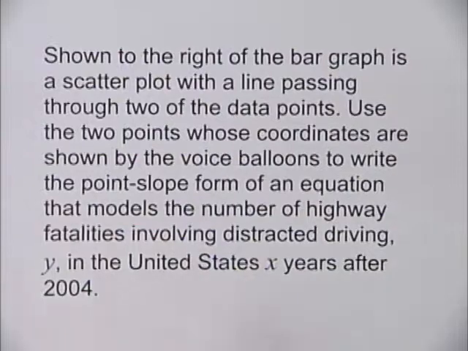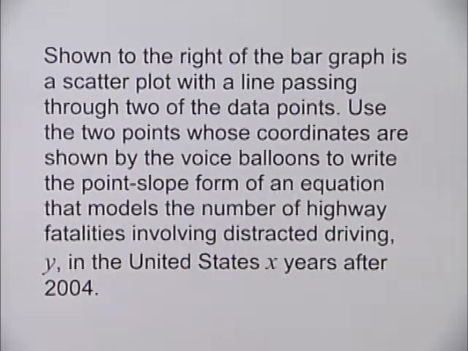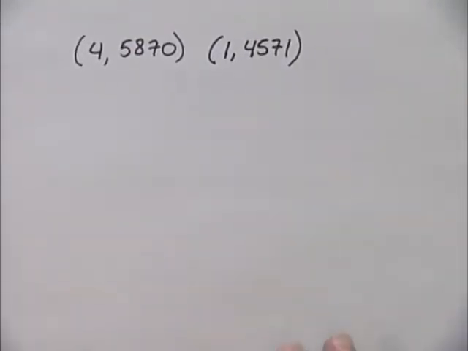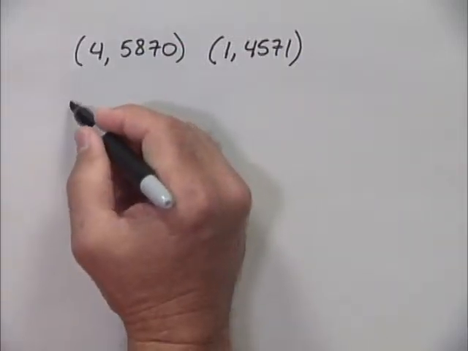Now, shown to the right of the bar graph is a scatter plot with a line passing through 2 of the data points. Use the 2 points, whose coordinates are shown by the voice balloons, to write the point-slope form of an equation that models the number of highway fatalities involving distracted driving, y, in the United States, x years after 2004. I've written those 2 points on this sheet, and now we will find the point-slope form. That means first find the slope.